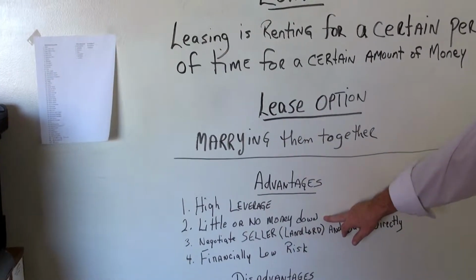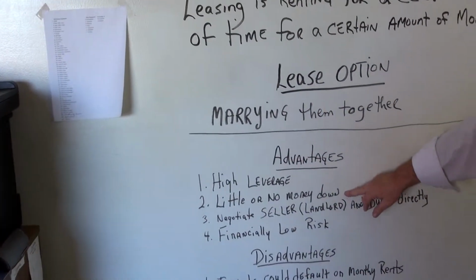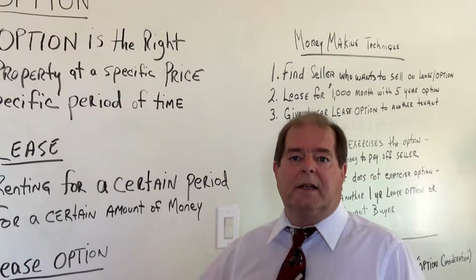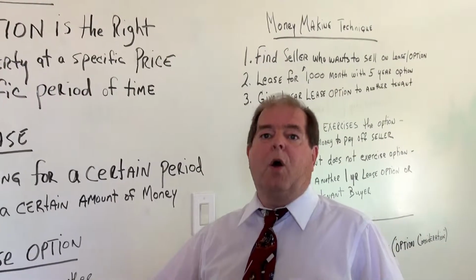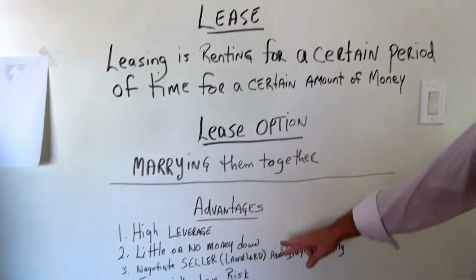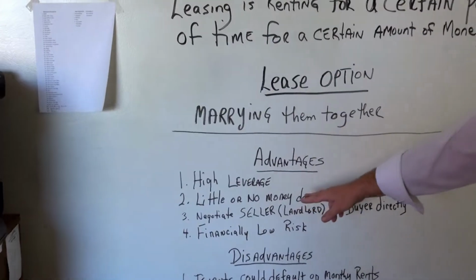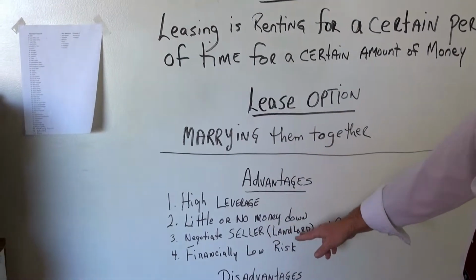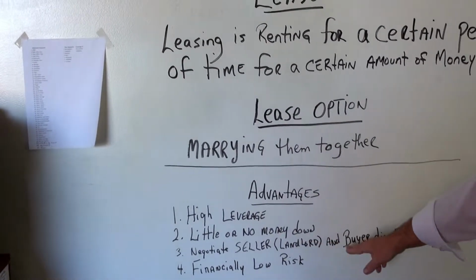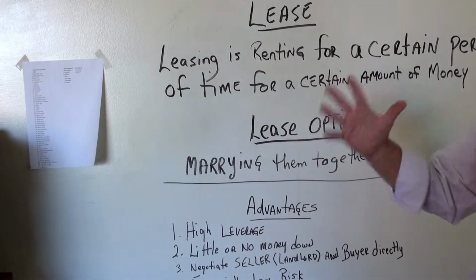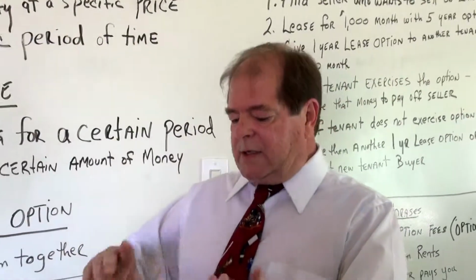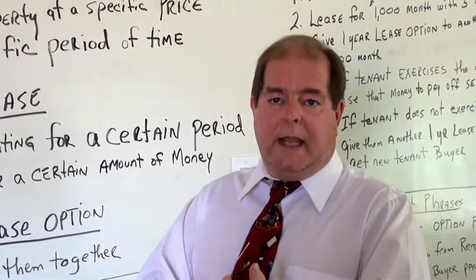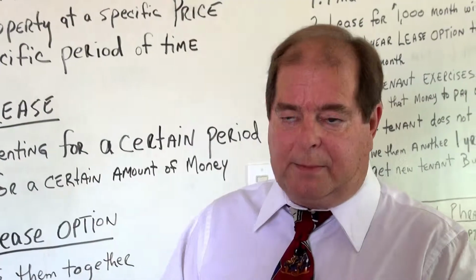Okay, little or no money down. This kind of goes hand in hand with high leverage because we're only going to put down probably 1% for the option consideration, maybe nothing. That's why it says little or no money down. Okay, the next thing is we negotiate directly with the seller or the landlord and the buyer directly. The buyer and the seller sit down and they can negotiate directly. There's no middleman. There's no real estate agent involved who can screw the deal up.